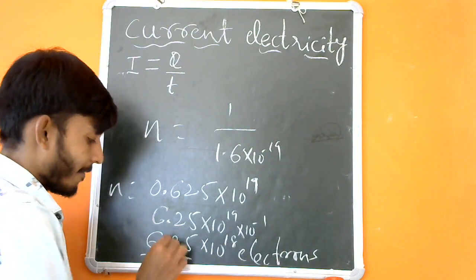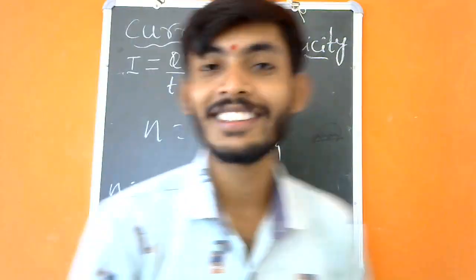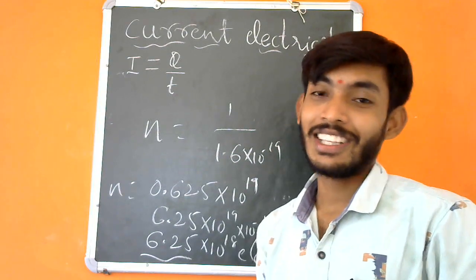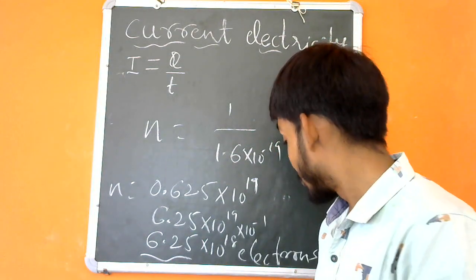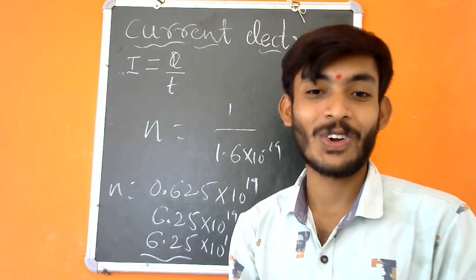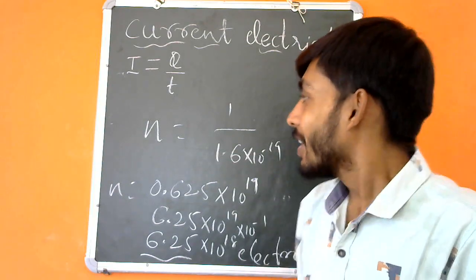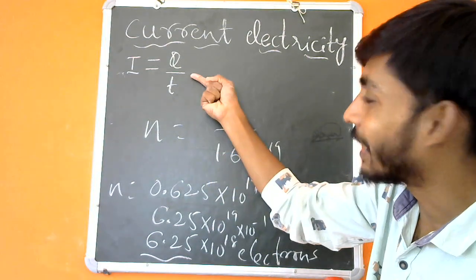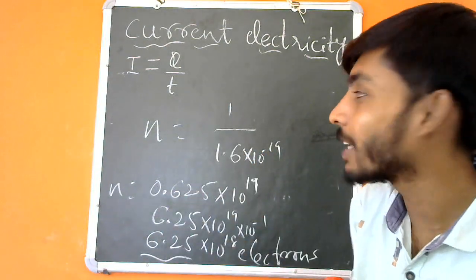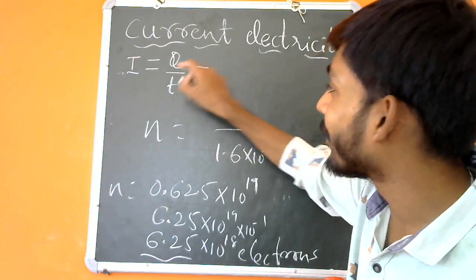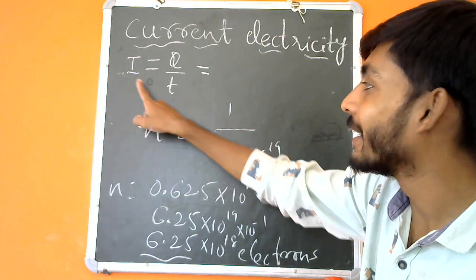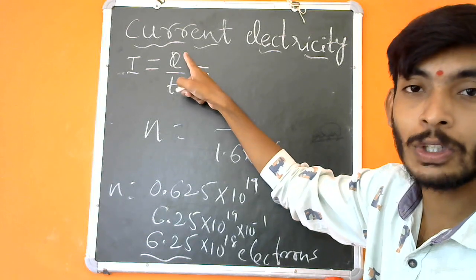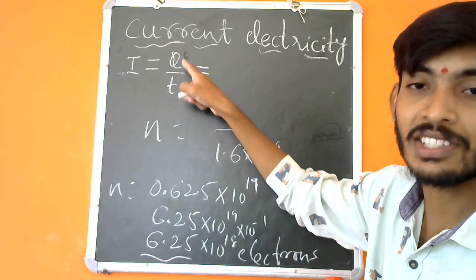So in 1 coulomb of charge, there are 6.25 into 10 power 18 electrons. If we take this number of electrons and define the unit of current, how can we define it? Here we define that 1 ampere is the rate of flow of 1 coulomb of charge, that is, in 1 second.